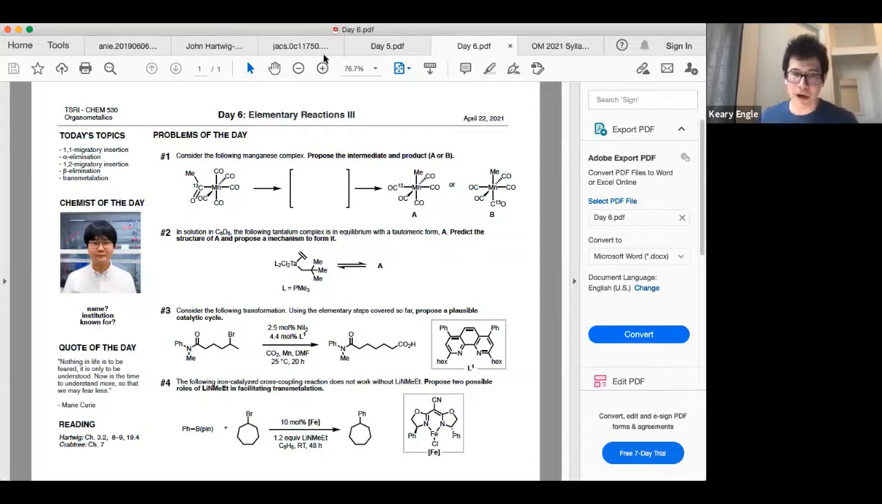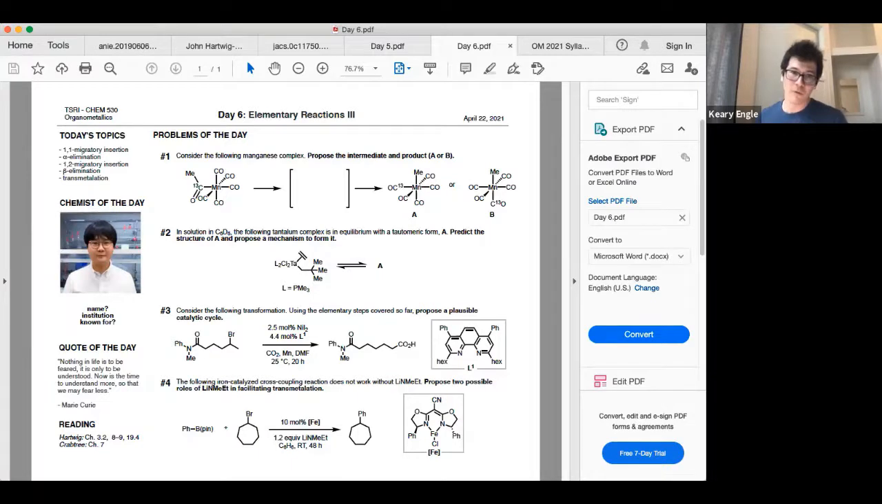We've got a lot of ground to cover today. We're going to wrap up reductive elimination in the form of the final 2 problems of the day from last time. And then we're going to zoom right ahead through 2 flavors of migratory insertion, 1.1 and 1.2. Then we'll talk about the microscopic reverses of those 2 processes, alpha elimination and beta elimination. And then we'll conclude with a discussion of transmetallation.